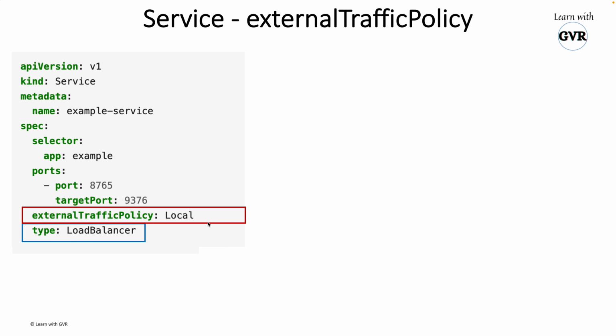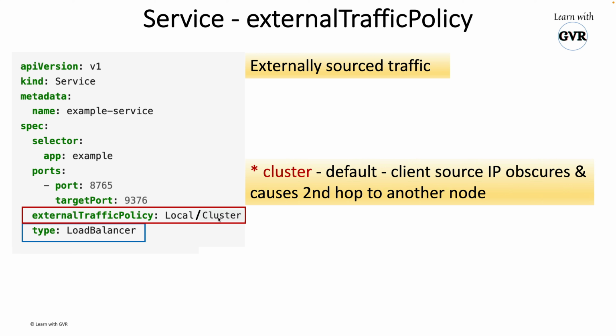One is local and the second one is cluster. So cluster is the default. So why this external traffic policy? Whenever you hit this particular service from an external source, nothing but you are hitting from the browser, which is completely out of the Kubernetes cluster, this traffic is sourced from the external. And cluster, what is nothing but cluster?